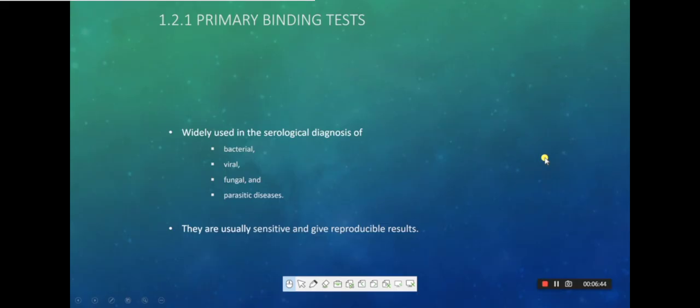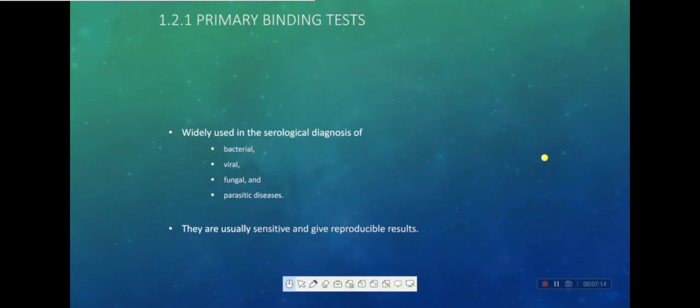So primary binding tests are tests that directly measure the binding of antigen and antibody. We can say that it directly measures or visualizes the immune complex. So these are the most sensitive techniques in terms of the amount of detectable antigen or antibody. What are the examples of primary binding tests? I have given you the examples. Examples are ELISA, RIA, Western blotting, Northern blotting, and Southern blotting.